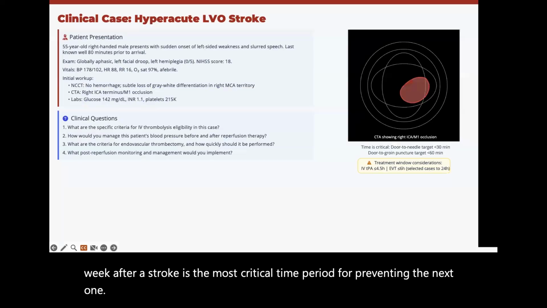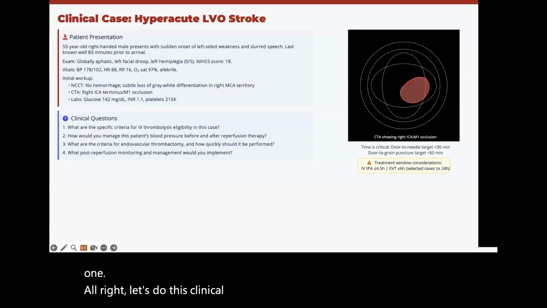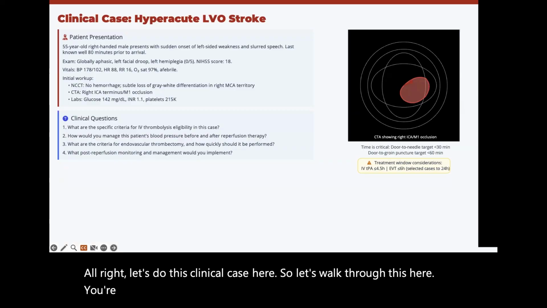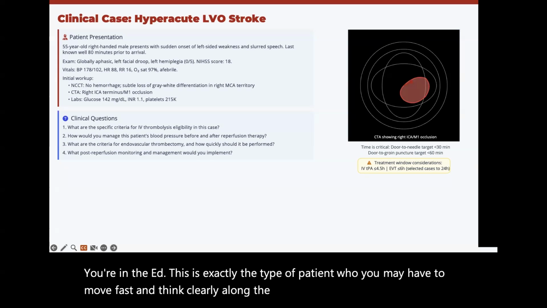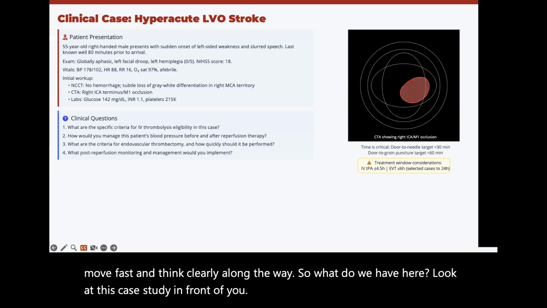All right, let's do this clinical case here. So let's walk through this here. You're in the ED. This is exactly the type of patient who you may have to move fast and think clearly along the way. So what do we have here? Look at this case study in front of you. What jumps out in front of you?